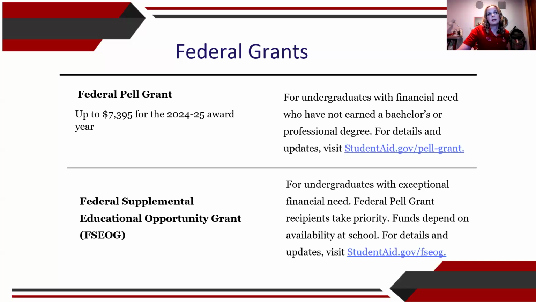So again, to be considered for additional institutional aid, such as the FSEOG, you'd want to file your FAFSA prior to the priority deadline of February 15th, and that can really impact your financial aid package. Each school sets its own deadlines for campus-based funds, and you can find a school's deadline on its website or by asking someone in the financial aid office.